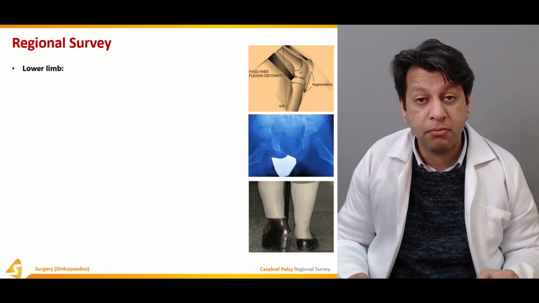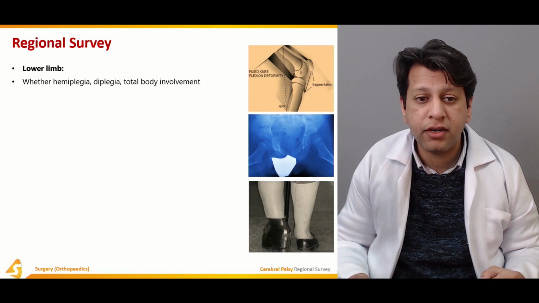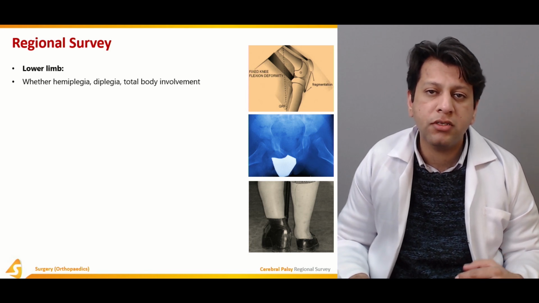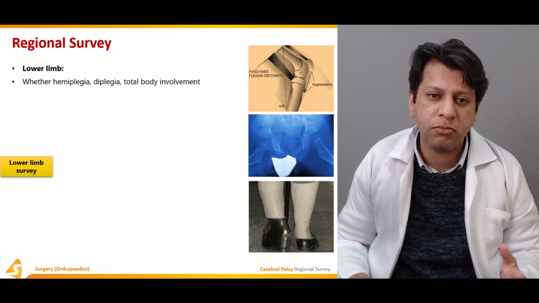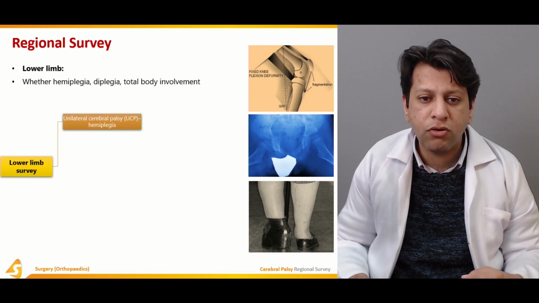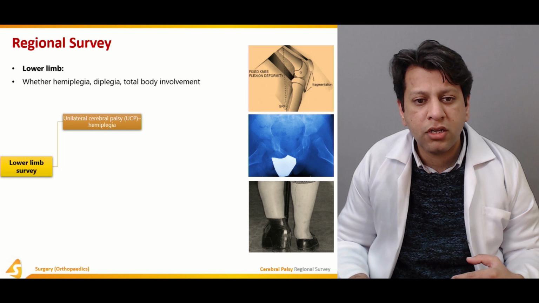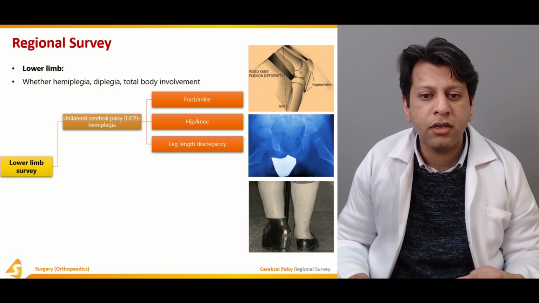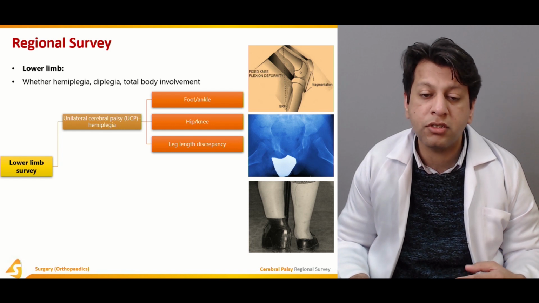Now coming to the lower limb, whether it's hemiplegia, diplegia, or total body involvement, usually the lower limb is always affected. In case of a unilateral cerebral palsy, it's mainly the foot and ankle, hip and knee, and LLD or limb length discrepancy.